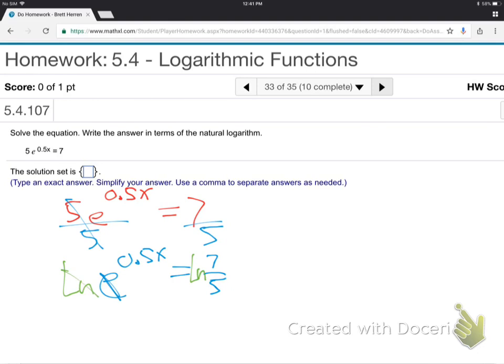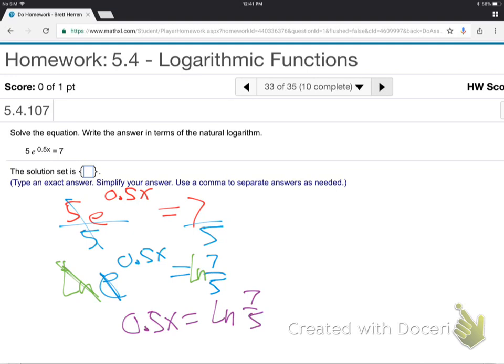Good. And those cancel. Those are opposites, right? Logs and powers are opposites as long as it's the same base. And ln is base e. See why I used ln there? Because it's the base e. So that gets rid of the e. And so what does that leave us? 0.5x is ln of 7/5.